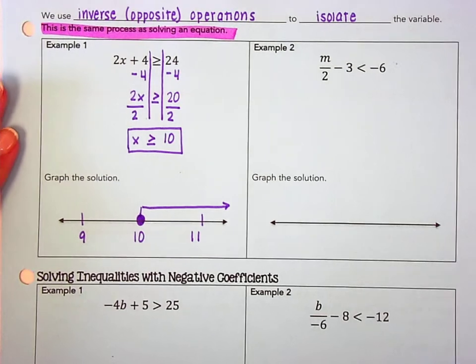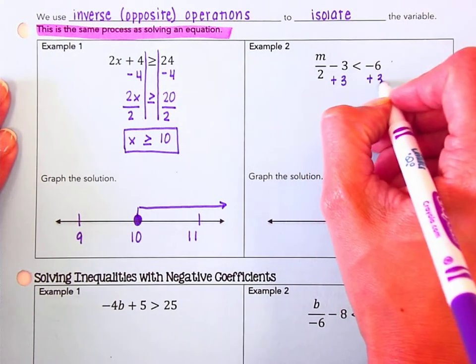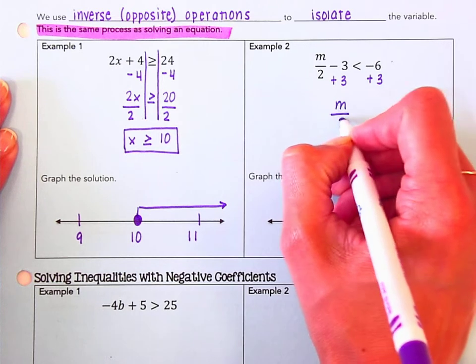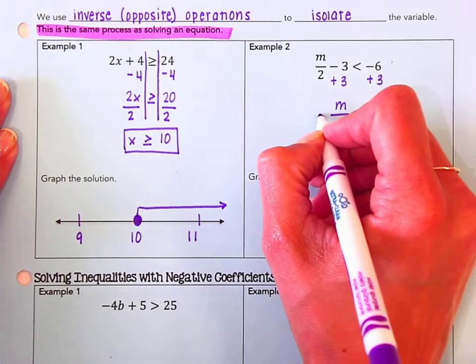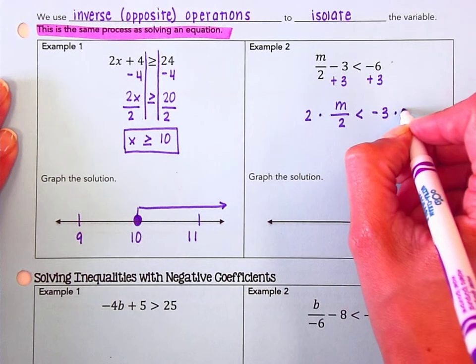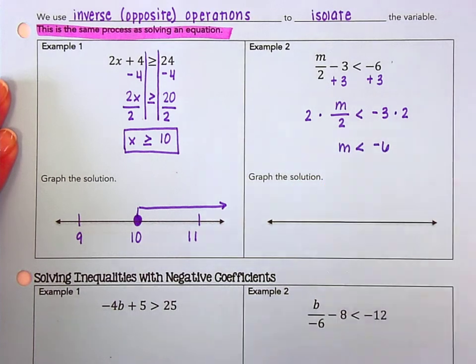We're going to look at example number 2. So same process, we're going to add 3 to both sides. M divided by 2 is less than negative 3. Now I'm going to multiply both sides by 2. So m is less than negative 6.